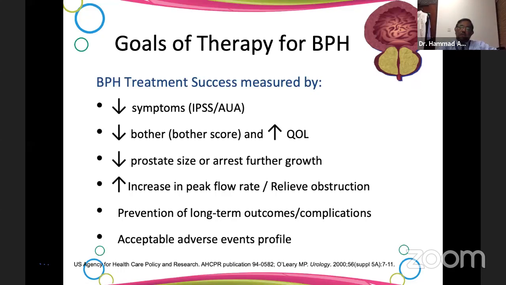You also need to keep monitoring these patients who are on medical treatment to prevent long-term complications. And in the end, the important thing is that you should also be mindful of the fact that most of these agents which are used for the treatment of BPH are used for a longer term period, and they have side effects. You need to monitor them for the side effects as well.